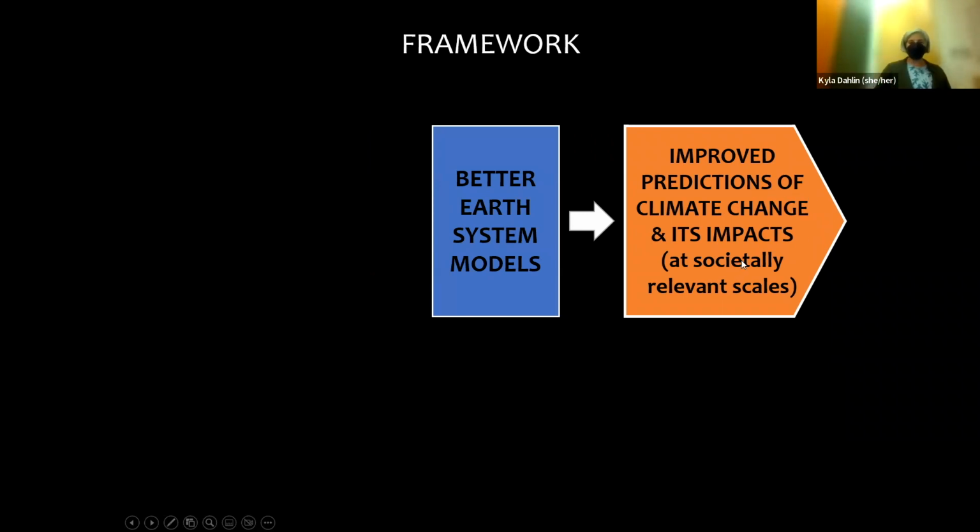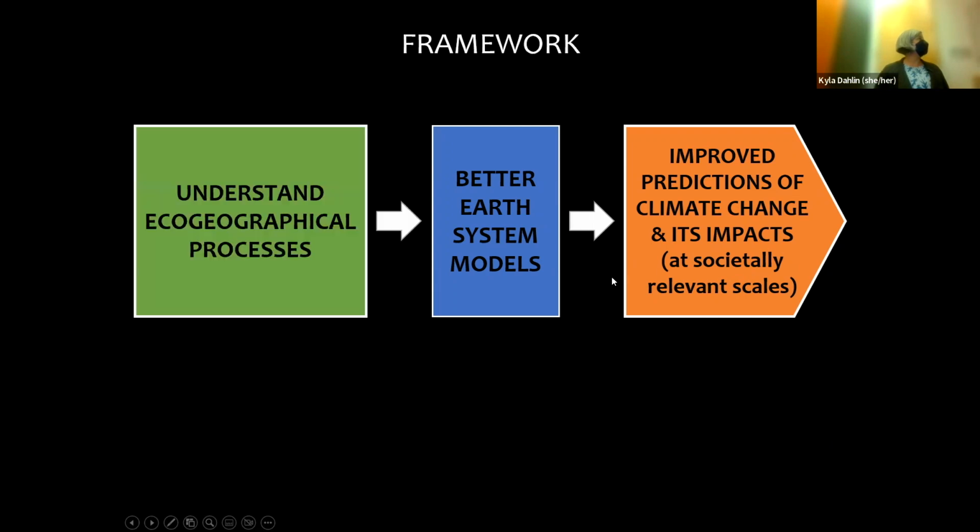And I would argue that one of the things we need to make better Earth system models is a better understanding of what I like to call eco-geographical processes. So not just ecological processes, but ecological processes happening in the geographic context that they exist in. And so this is kind of where I spend most of my time.